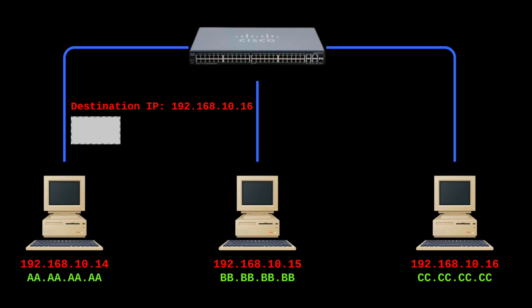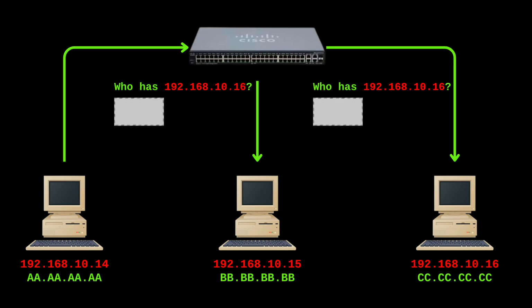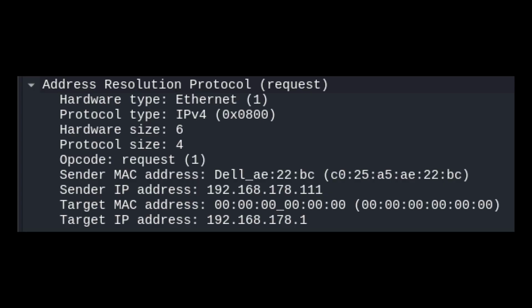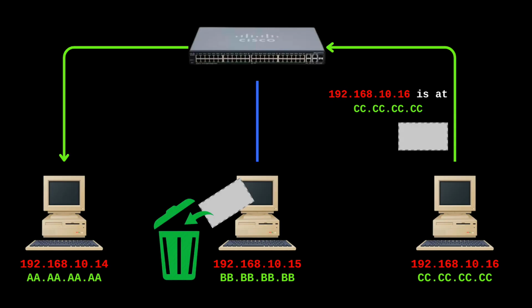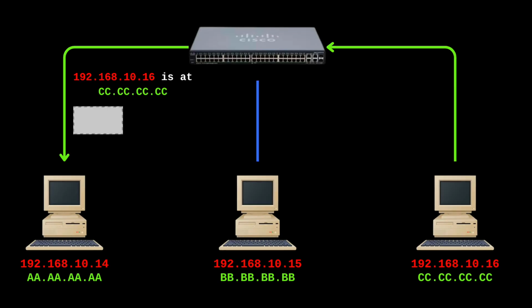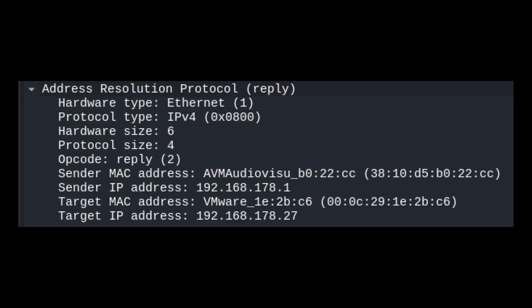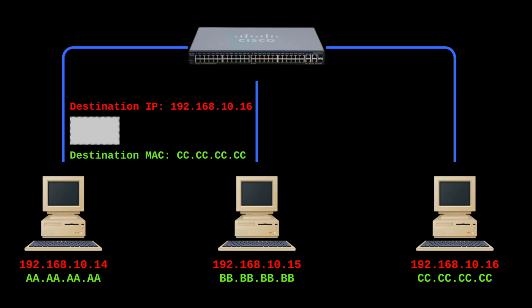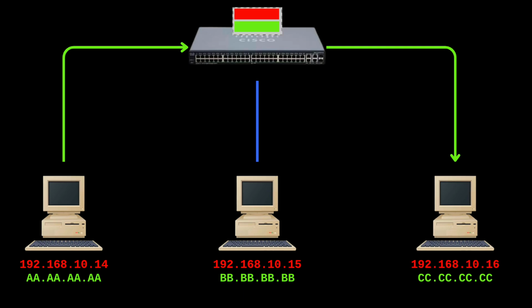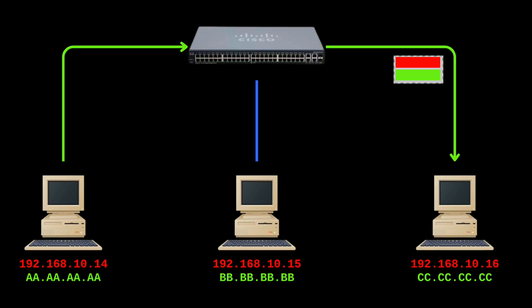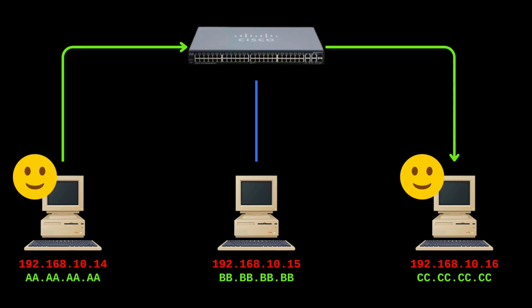Whenever a frame needs to be transmitted to a destination IP address, the sender will send a broadcast message to all devices in the network asking for the MAC address associated with the IP address. This is called an ARP request. Under normal circumstances, the legitimate device will reply back while others will just ignore the message. This is the ARP reply. Once the sender receives the reply, it will put the destination MAC address into the frame header and send that frame to the destination.